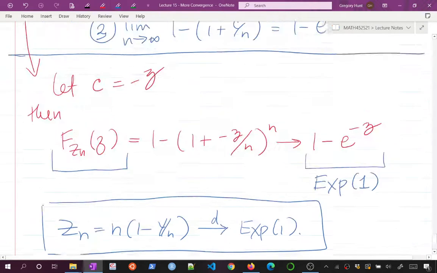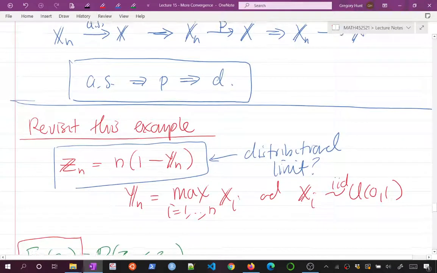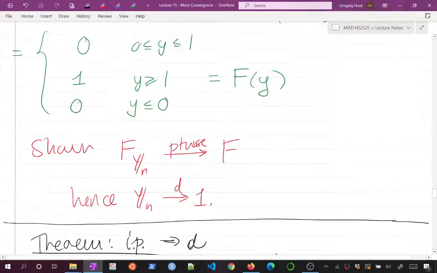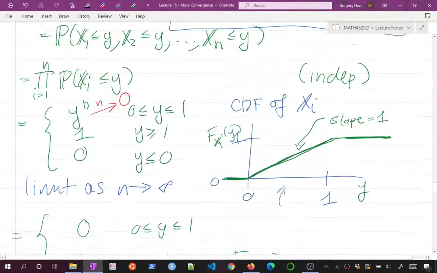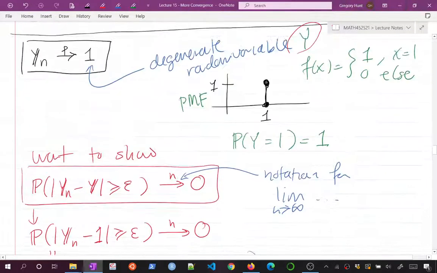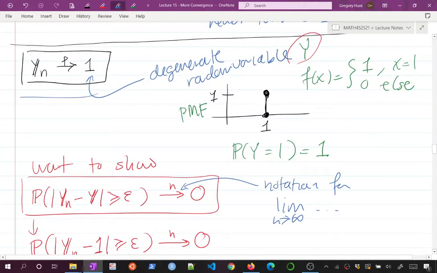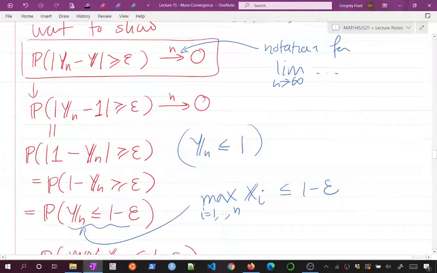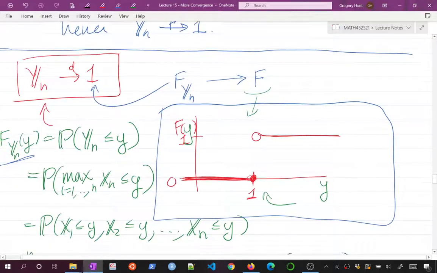And we saw this in the previous part of the example: the Yns converged in distribution to the degenerate distribution at 1, and we had originally proved that they converged in probability to that degenerate distribution. If we had known this theorem, we would know they're the exact same concept. It doesn't matter if you're talking about probability or distribution, they are equivalent modes of convergence.